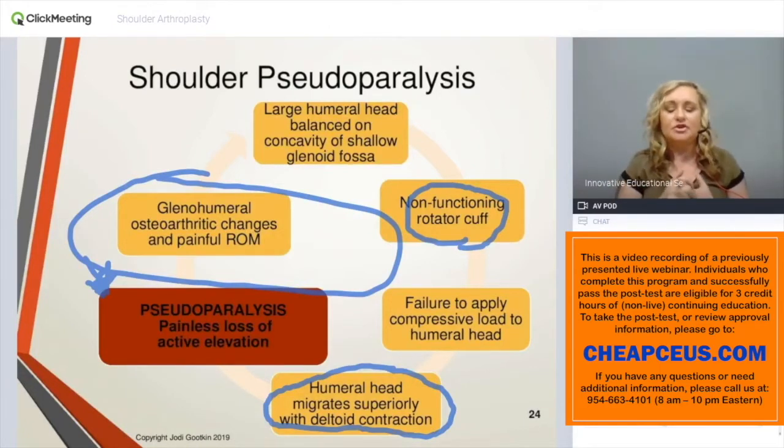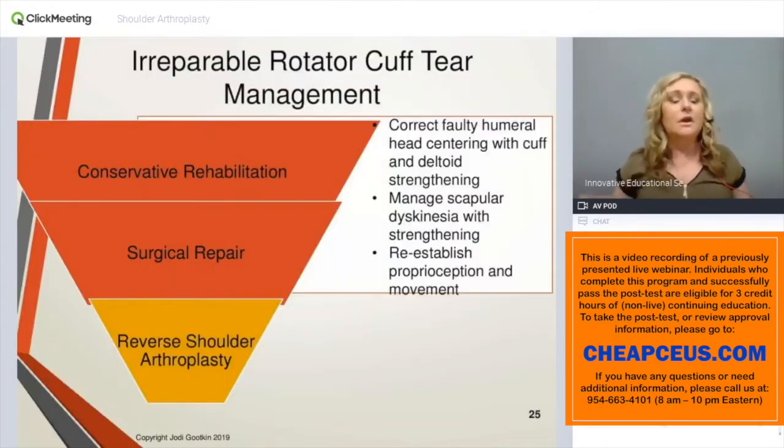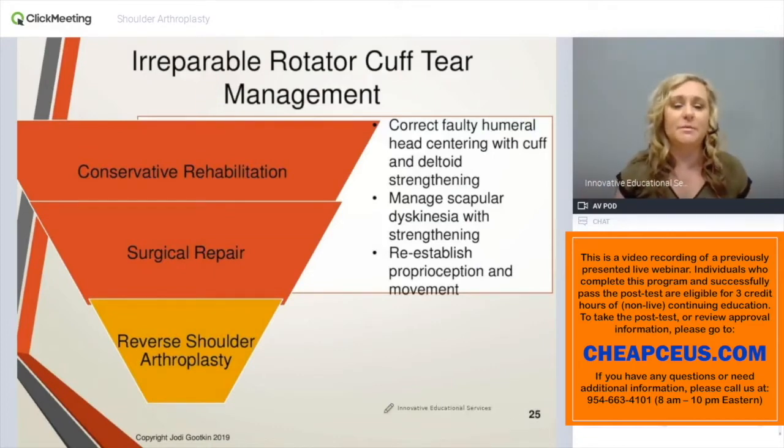They estimate that about 2% of the population over 80 years old present with a pseudoparalysis because the rotator cuff tends to deteriorate with age, and it leads to a deterioration in function of the upper extremity. Clinically, we'll go through some conservative management to attempt to rehabilitate individuals with an irreparable rotator cuff repair, but oftentimes they do end up needing a shoulder replacement in order to restore function.